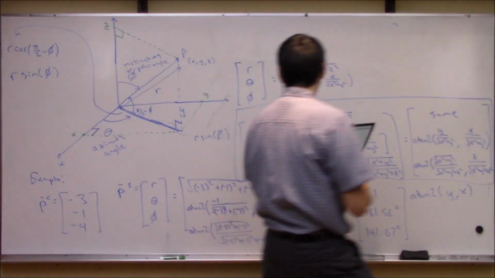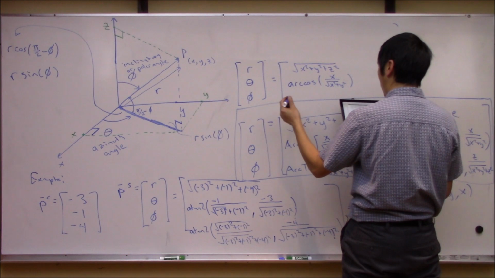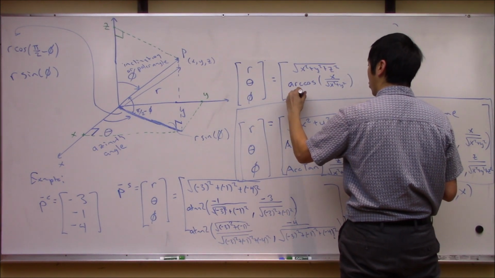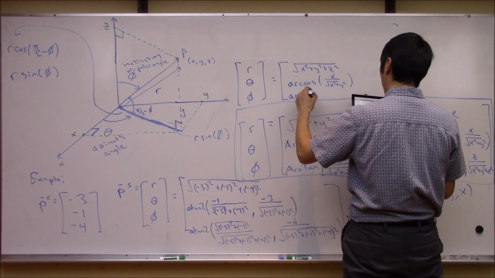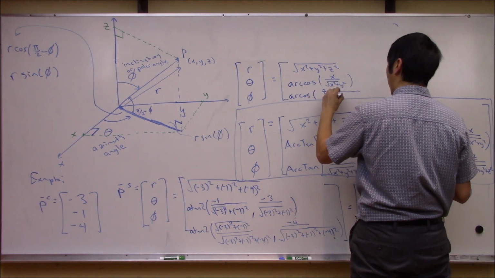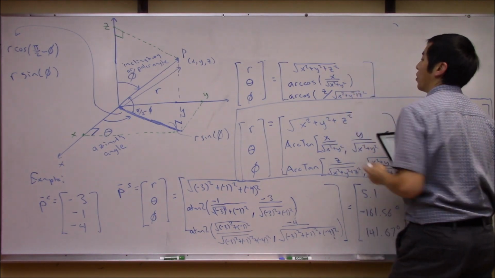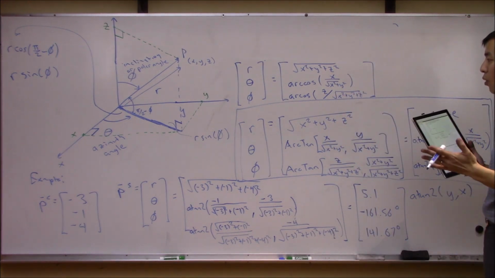And then they might say that I can do a similar triangle arc cosine expression for phi. I can say arc cosine of z all over the square root of x squared plus y squared plus z squared, right? So what's the problem?